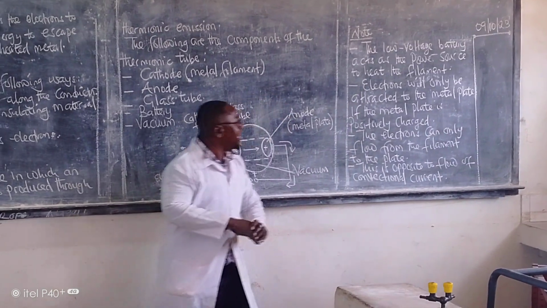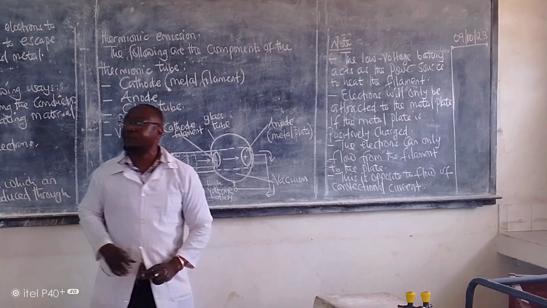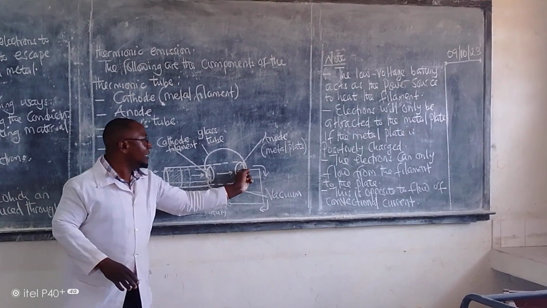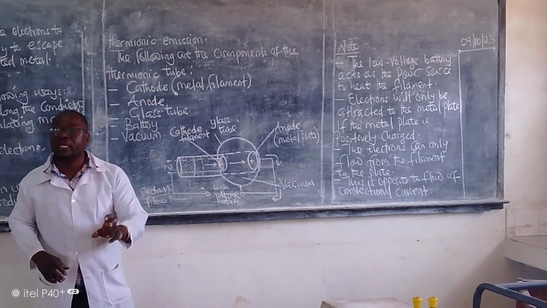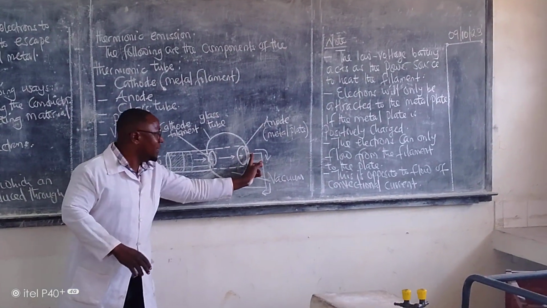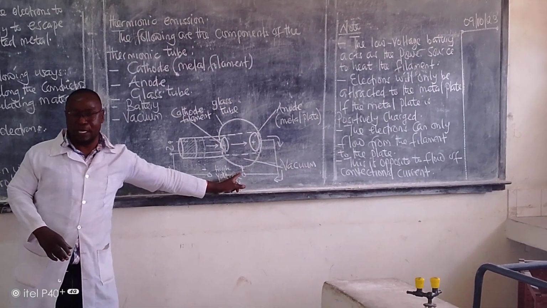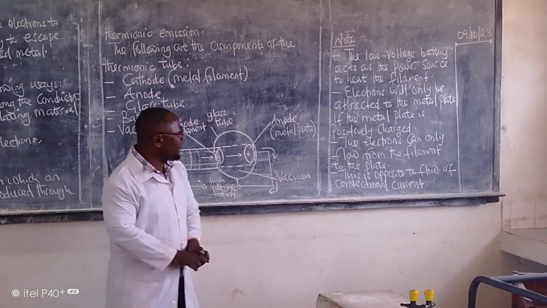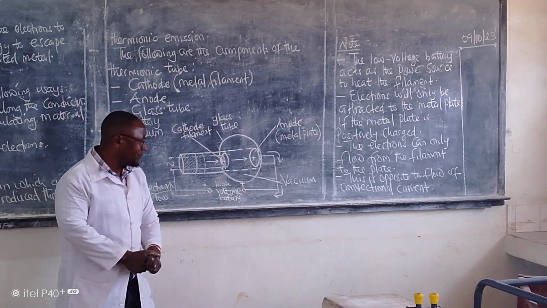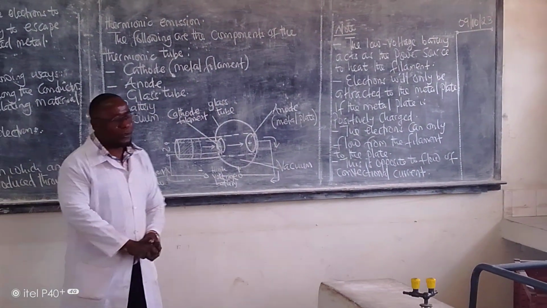Now, electrons will only be attracted to the metal plate if the metal plate is positively charged. So this can only happen when this metal plate is positively charged or positively connected. So we need to make sure that this anode, the metal plate, is always connected to the positive terminal of the battery. And this is what we have been told. The electrons can only flow from the filament to the plate. This is opposite to the flow of the conventional current.